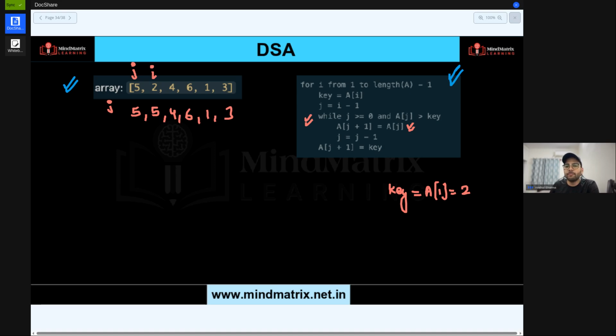Now what you will do, again compare this while condition. It will become false because j is equal to minus 1. Now this is the step: a of j plus 1 is equal to key. So what you have done here, you have shifted the element to its right, and you have made a place for this lesser element, which is your key here. So a of j plus 1, j is equal to minus 1, j plus 1 is 0. That means at the 0th index you are placing key, right? Key is 2 here.